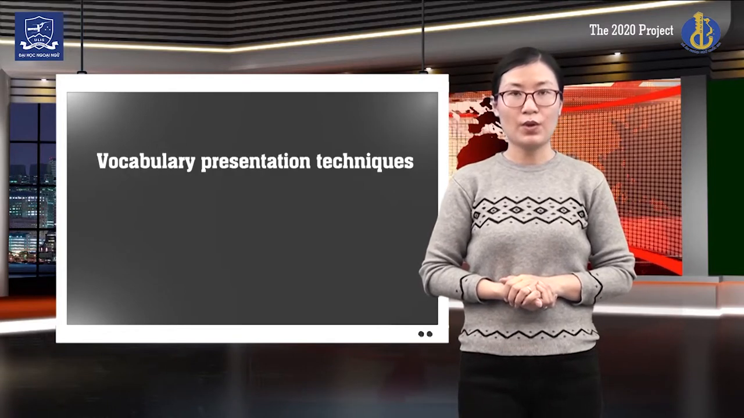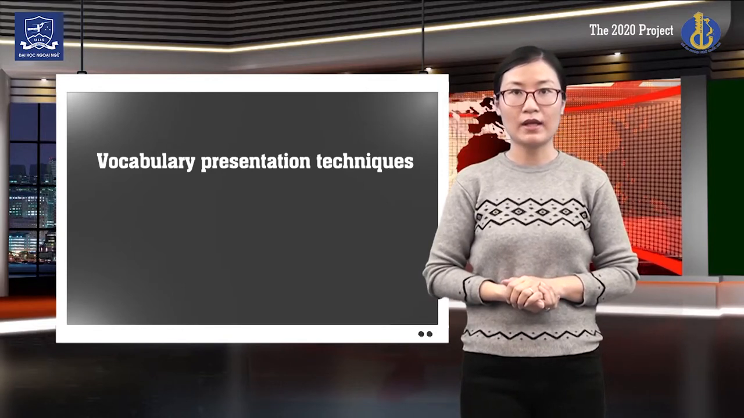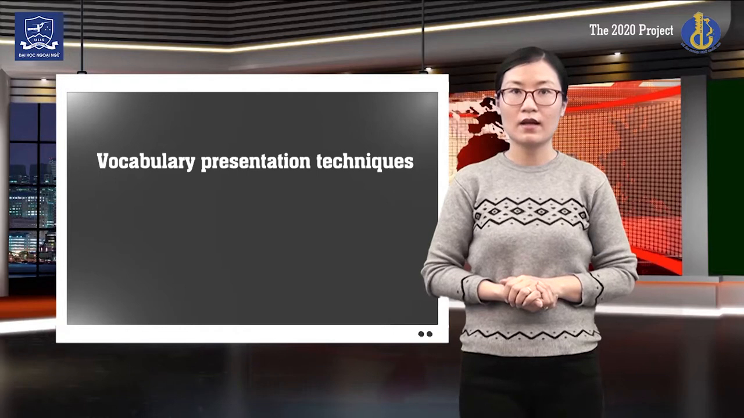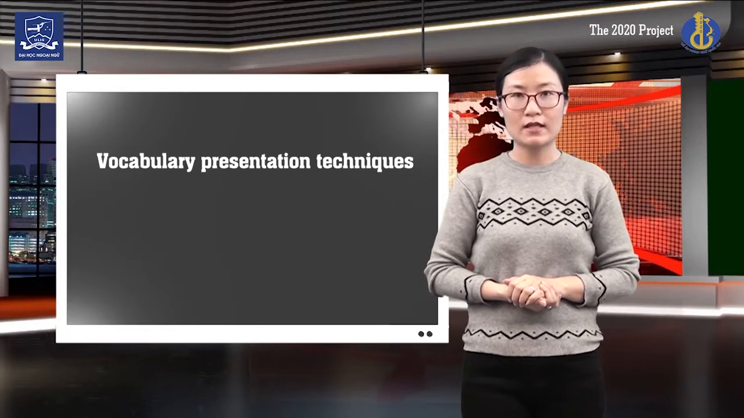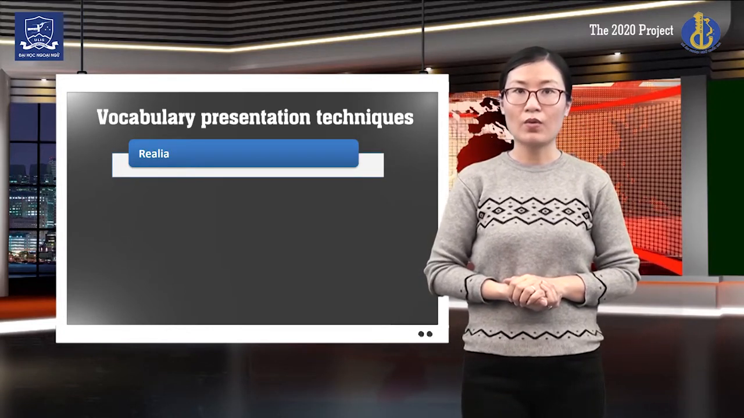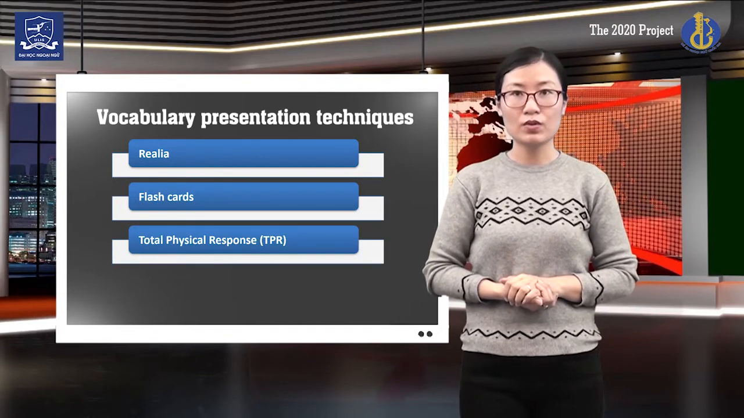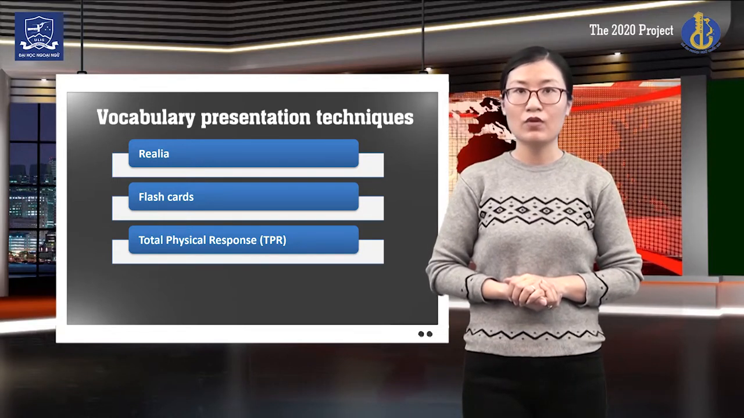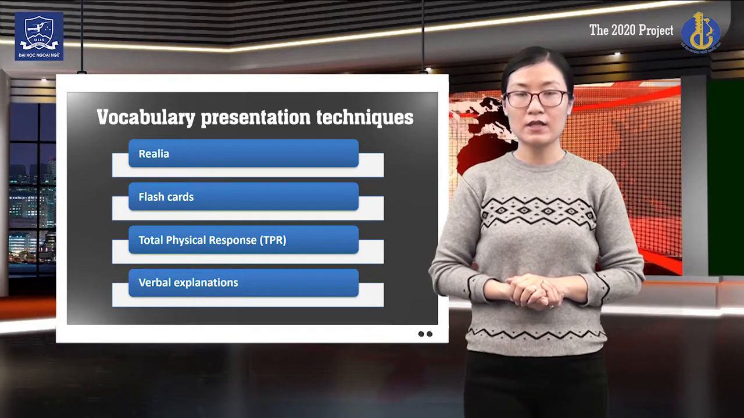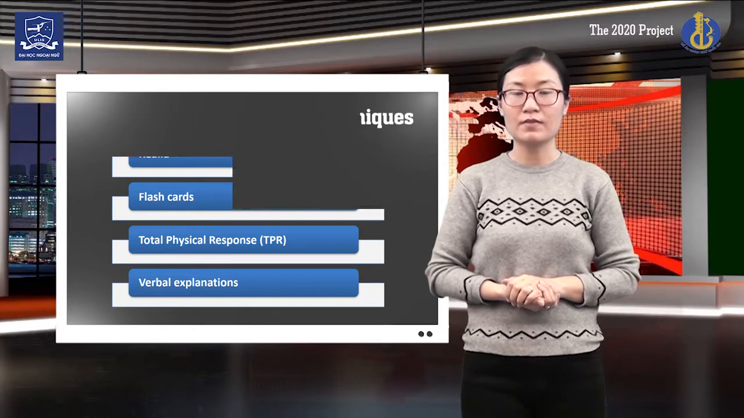In the next part of the video, I am going to introduce to you some techniques to present vocabulary effectively to young learners. There are a variety of techniques or activities, but the following suggested techniques can be effective with most of the words in the new textbooks. There are: 1. Using realia or real objects. 2. Using flashcards. 3. Using total physical response, TPR. 4. Using verbal explanations, including examples. And 5. Using synonyms or antonyms.